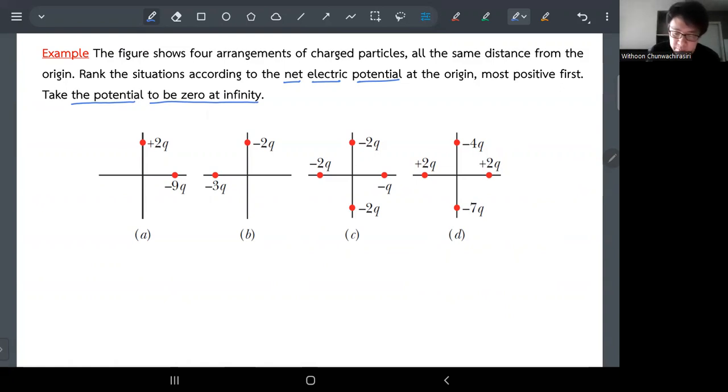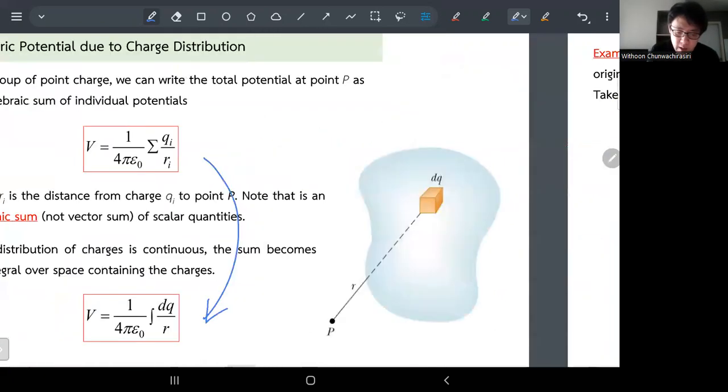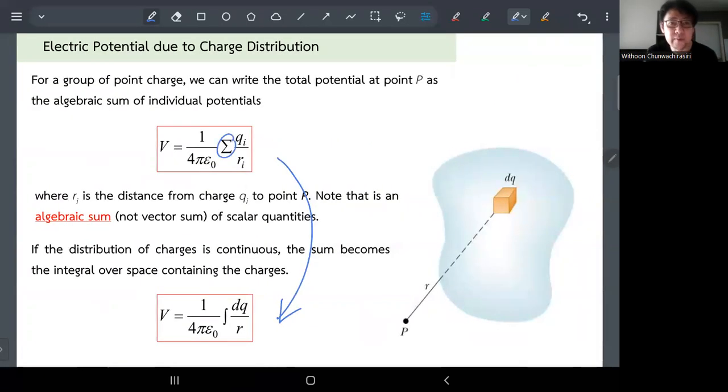By seeing this, you know that you will be able to use this KQ over R expression for your potential calculation. Now, when you have more than one charge, what will you do? The concept is simple. Just sum them up. The good thing is each one gives you KQ over R, and this is just a scalar quantity. So if you have more than one, all you need to do is an algebraic sum.